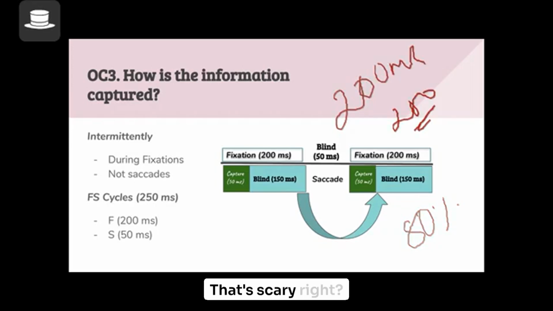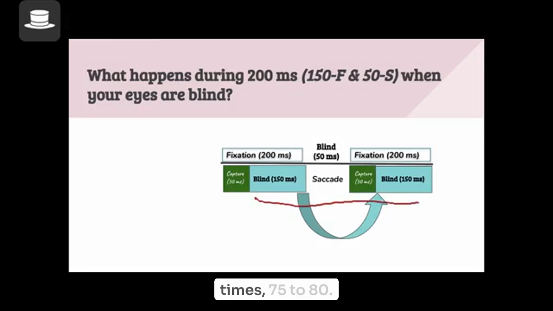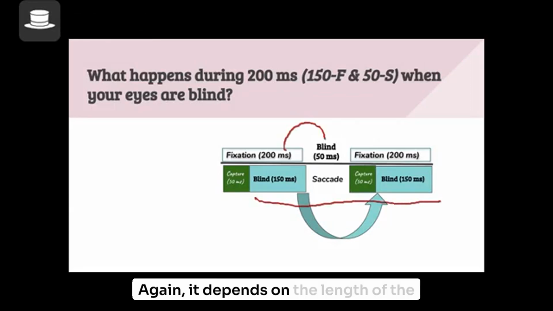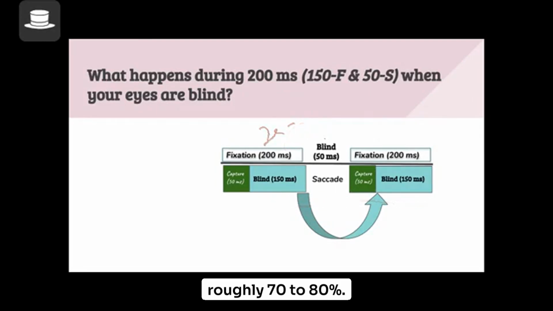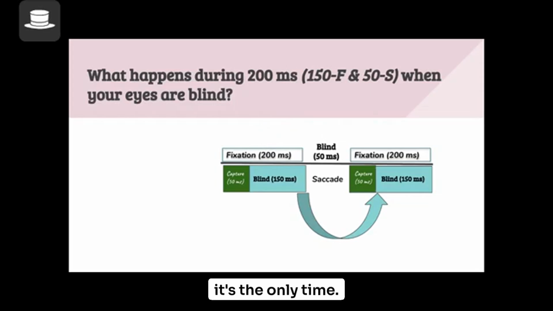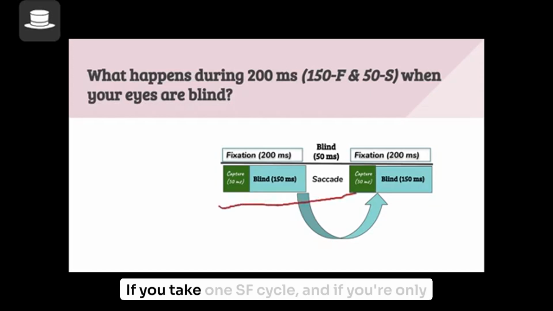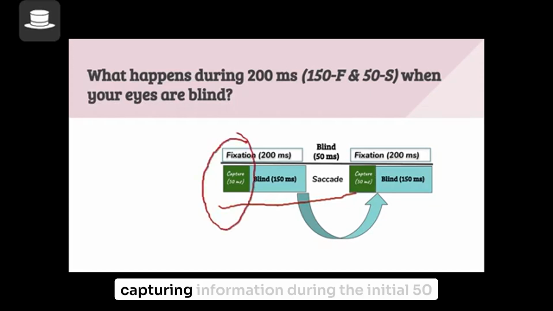That's scary, right? So your eyes are blind most of the time, 75 to 80%. Again, it depends on the length of the fixation, which is not exactly 200. That's roughly 70 to 80%. So 70 to 80% of the time you are blind, and for the remaining 20 to 30% of the time is the only time your eyes are capturing anything. It is scary, right? And you can generalize that for the entire day with your eyes open.